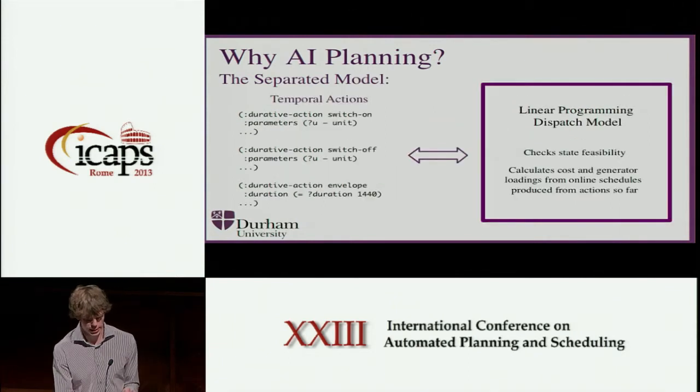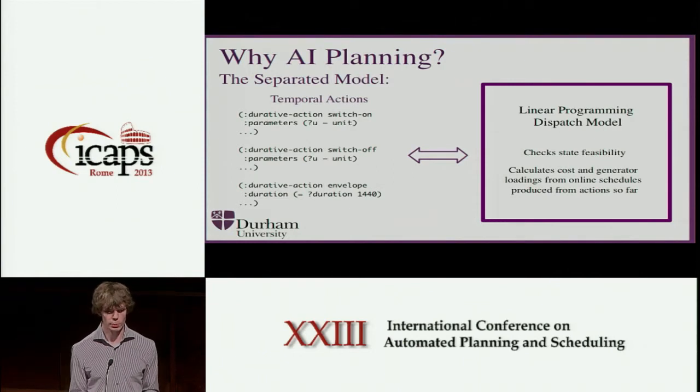So the key to success now lies in integrating this linear dispatch model. The key responsibilities of this model are to take the temporal schedule produced so far, check the feasibility of the state with more complex constraints than can be modelled in PDDL, and to calculate the cost, the lowest expected cost, which is then fed back into the planner to be used as part of the metric to help guide the search. So by delegating optimization, we see that the planner deals with a much simpler version of the problem and receives guidance on optimization. And we believe this is the key to extracting performance and optimality from an AI planning approach.